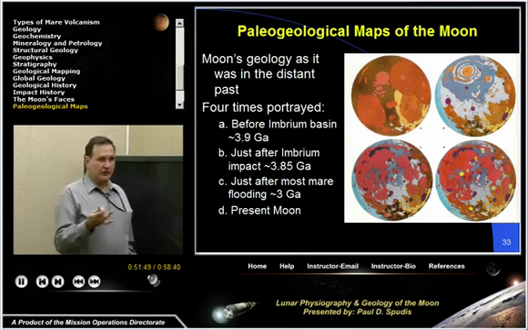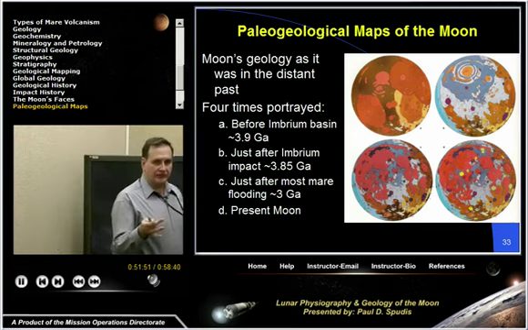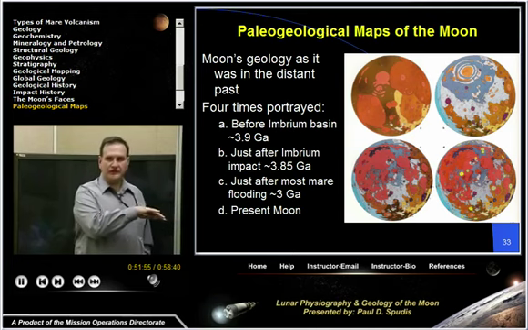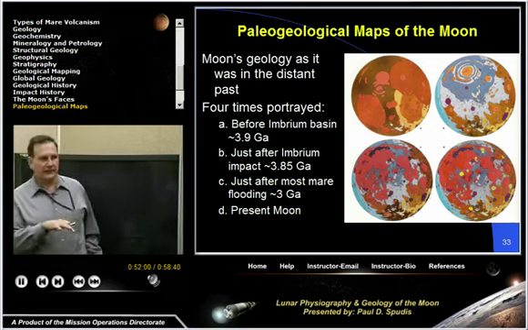Just by using the photographs and determining what the relative sequence of events are, and using fresh features as our guide to what these old features might have looked like when they were fresh, we can actually reconstruct the moon at different times in its history.